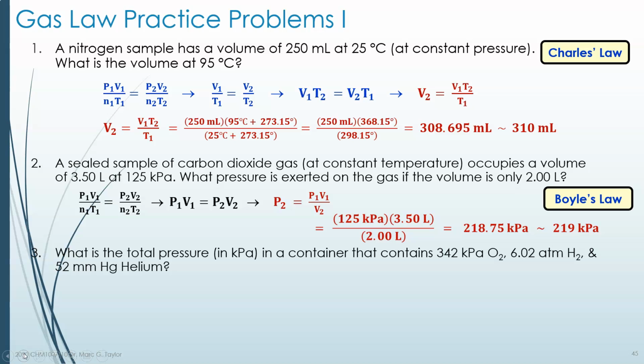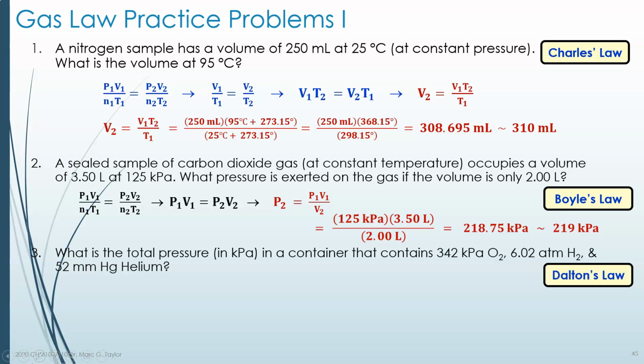Number 3, what is the total pressure in kilopascals in a container that contains 342 kilopascals of oxygen, 6.02 atmospheres of hydrogen, and 52 millimeters of mercury of helium. So we can see right away that this is asking for total pressure, and we're being given 3 partial pressures, though you can obviously see that the 3 partial pressures are all in different units, but this is clearly a Dalton's law of partial pressure problem.